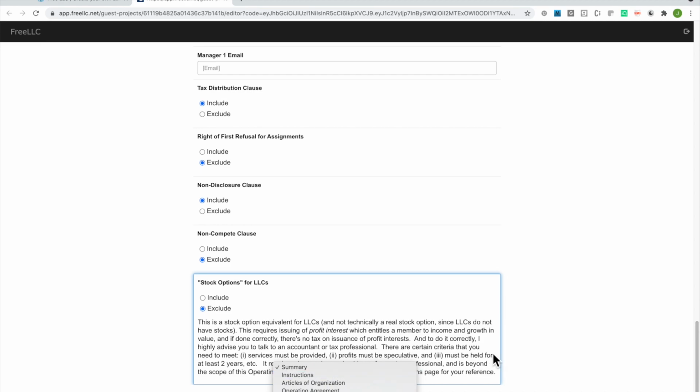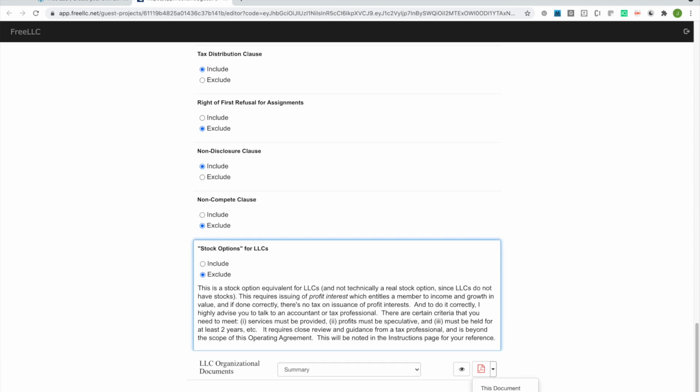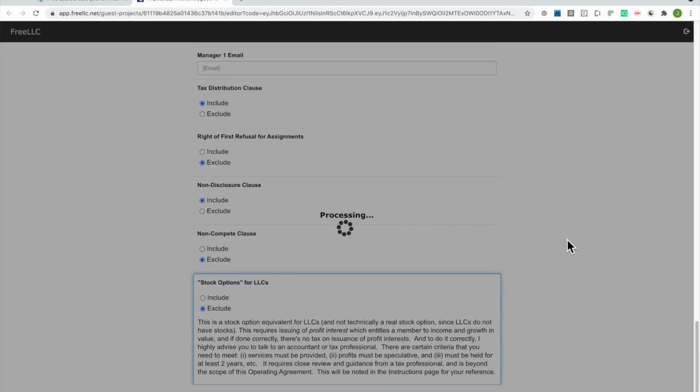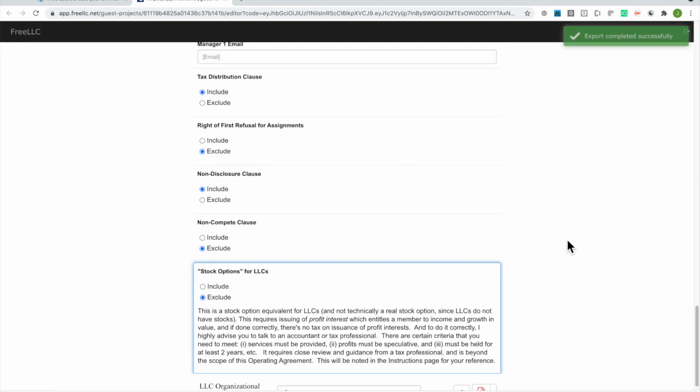Okay. So now that you've answered all the questions, you can export them out using the PDF button right here, and click on the down arrow, and once you click on all documents, all the documents will be downloaded at once in a zip file right here.